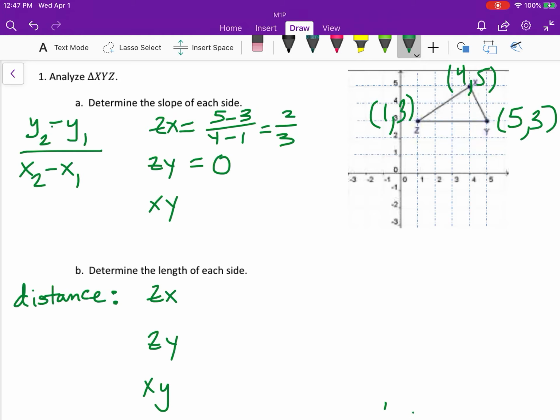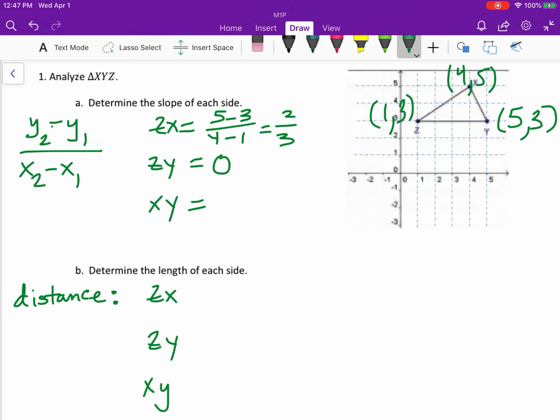Or if you look at it, doesn't it go up 2 over 3? So see, sometimes you can count on these. I mean, if you look at the slope from X to Y, it goes down 2 over 1. It should be -2. Let's see if it works. So the slope of XY, we'll do 5.